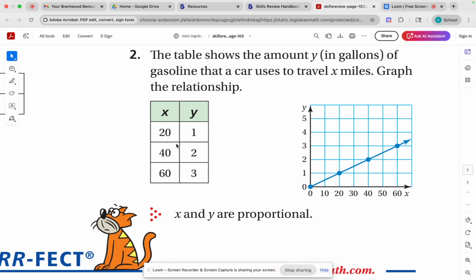Rise over run. I went up how many? 1. Over how many? 20. So my slope is 1 over 20. So you could say my linear equation, write this in your example, y equals 1 over 20x.